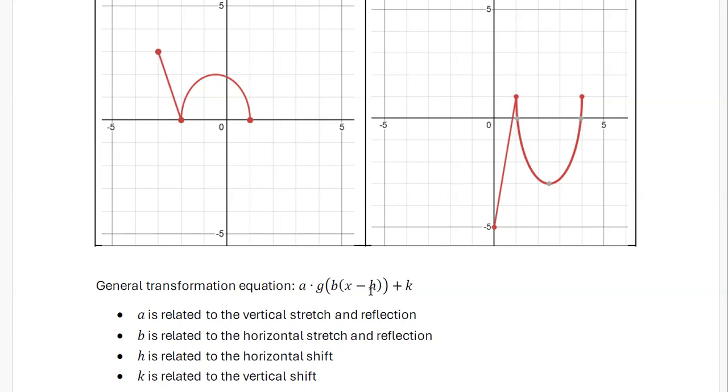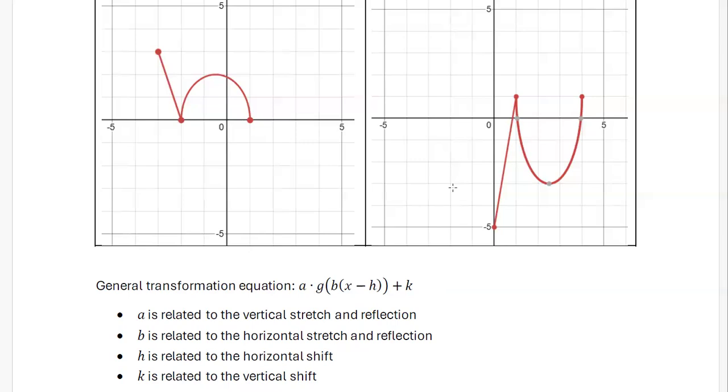H, if you remember from other forms, like the vertex form of a parabola or the absolute value function, the HK stuff. H is related to the horizontal shift. So if H is positive, you're shifting to the right. If it's negative, it'll be x plus something, you're shifting to the left. K is related to the vertical shift. If K is positive, you're shifting up. If K is negative, you're shifting down. So now we have to basically get what A, B, H, and K are from this to this. Okay, how do we do that?